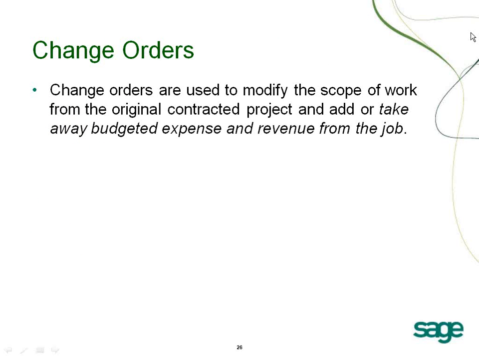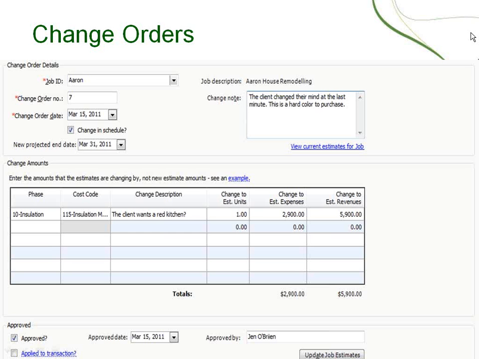Change orders. This is a new feature found in Peachtree. Change orders can be used to modify the scope of work from the original contract. When we go to key in a change order transaction, we can define the difference in revenue that will be affected by this change order, as well as the difference in cost for a particular change order.